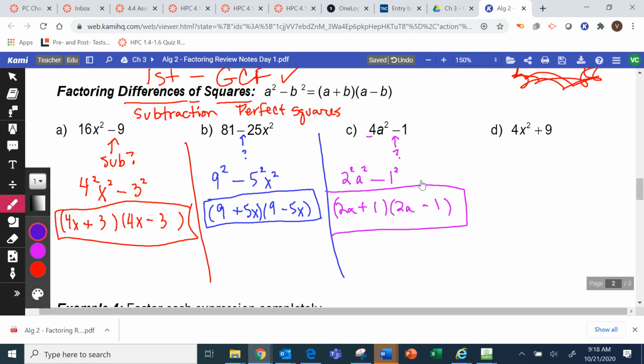All right, last one. Do we have a minus sign? Oh, we can't do it.